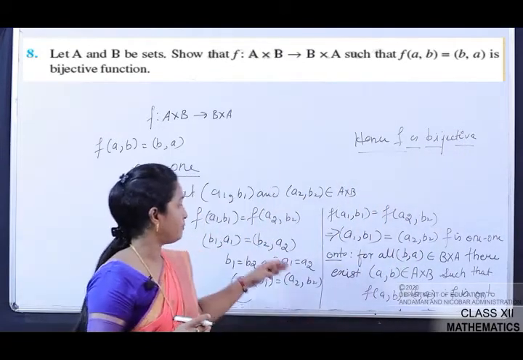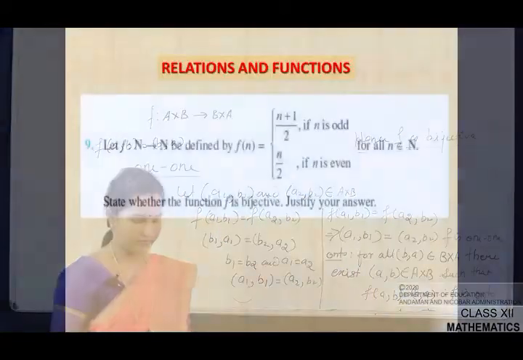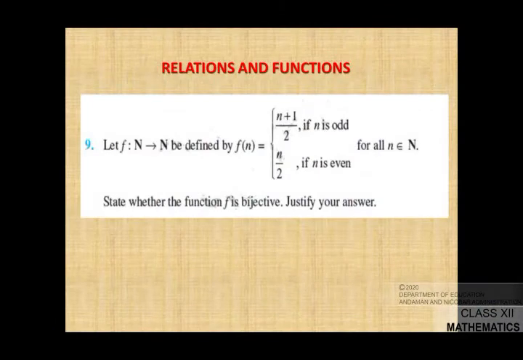Clear? Very important question. Okay. See the ninth question. f is a mapping from N to N defined by f(n) = (n+1)/2 if n is odd, n/2 if n is even. State whether the function f is bijective. Justify your answer. इस क्वेश्चन को आप घर पे करिएगा, आराम से कर सकते हैं, कोई दिक्कत नहीं है, because जस्ट आप एक एग्जाम्पल लीजिए और सॉल्व करिए इसको.